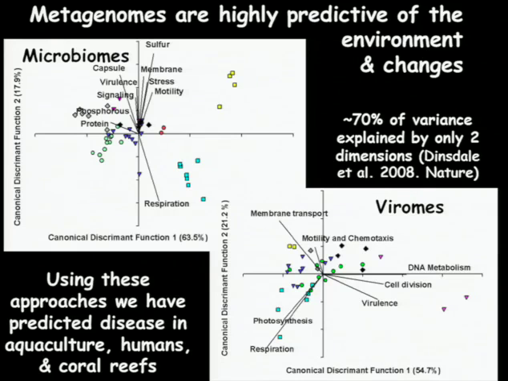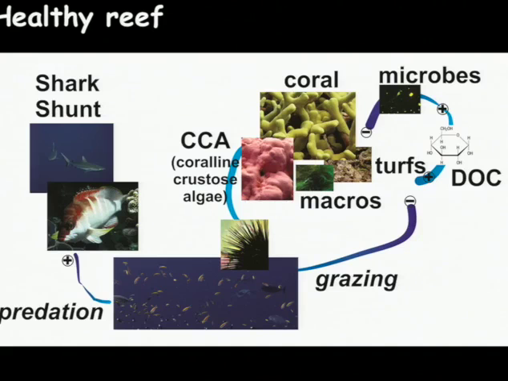Right? So these are extremely powerful at predicting things. And we've used it basically from aquaculture and humans to coral reefs. So it's a very generalizable approach to looking at this. So let's look at a coral reef and think about how we go about answering the question of why coral reefs are falling apart.